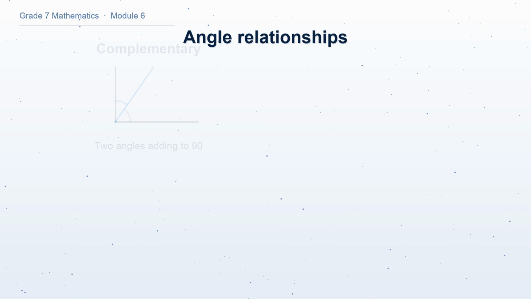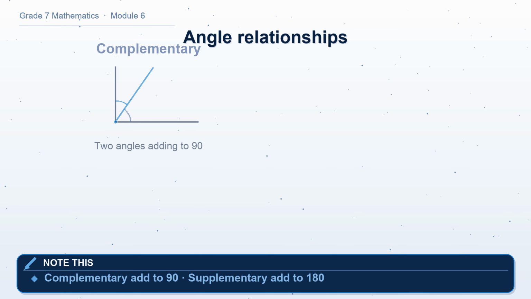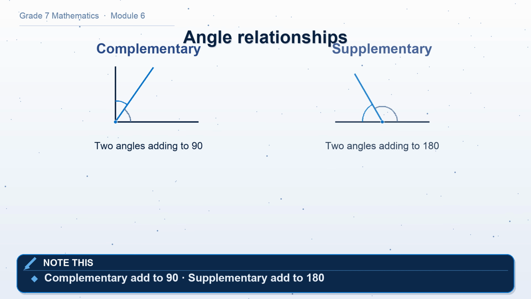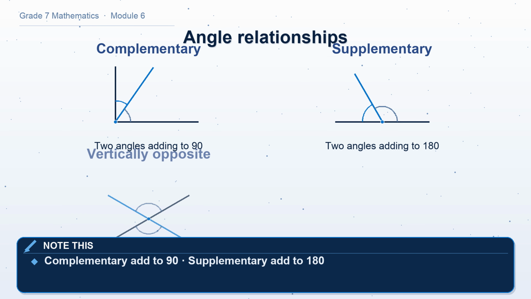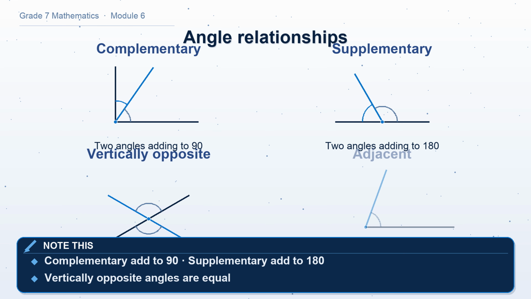Angles often come in pairs that follow neat rules. Two angles that add up to 90 degrees are complementary. Together they form a right angle. Two angles that add up to 180 degrees are supplementary. Together they form a straight line. When two lines cross, the angles directly opposite each other are equal. We call these vertically opposite angles. And angles that share a vertex and an arm sitting side by side are adjacent. These four relationships let us find an unknown angle without measuring it.